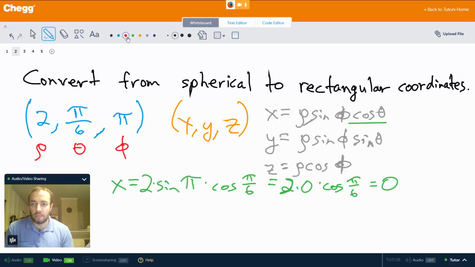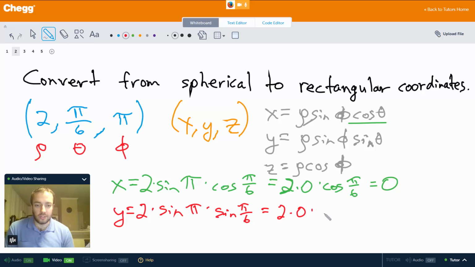Now what about the y-coordinate? For the y-coordinate, we have rho sine phi sine of theta. So again, we have 2, that's our rho, multiplied by the sine of phi, and phi is pi. So we have 2 sine of pi. We're going to have 0 again, it looks like. And then multiplied by the sine of theta. And theta, again, is pi over 6. Not that it matters. And why does that not matter? Because, again, we have sine of pi, which is 0. So we end up with 2 times 0 times sine of pi over 6. But who really cares? Because we just end up with 0. Now, if you're curious, sine of pi over 6 is 1/2. Cosine of pi over 6 is root 3 over 2.